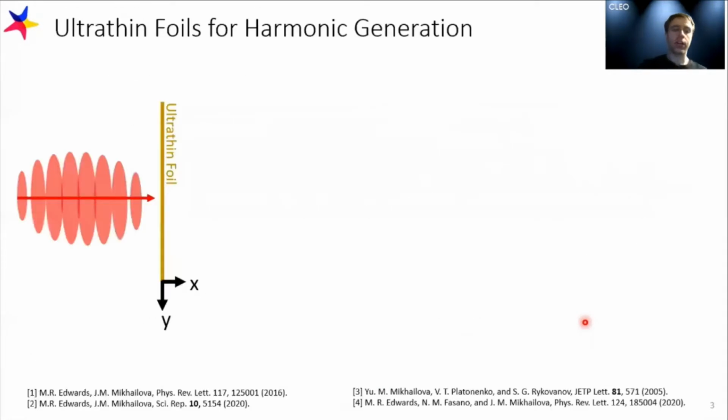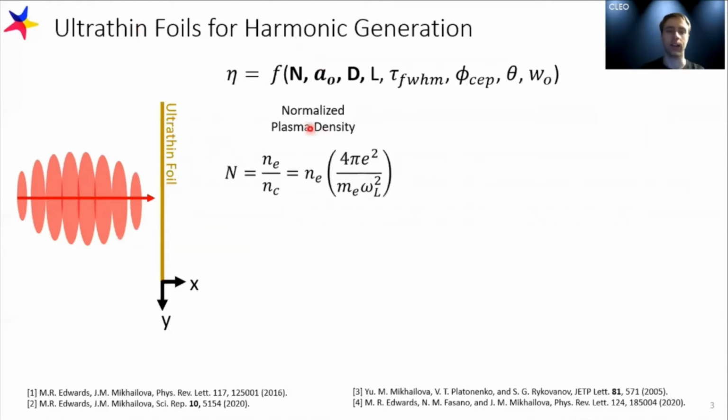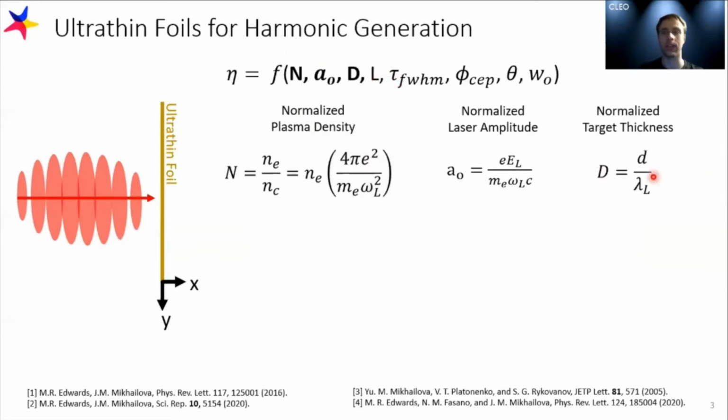So in general, the efficiency of harmonic generation is dependent on several parameters, such as the plasma density, N, which is the electron density normalized to the plasma critical density, the laser amplitude, A naught, the target thickness, D, which is normalized to the laser wavelength, as well as the pre-plasma gradient scale length, the pulse duration, the carrier envelope phase for ultra-short pulses, the angle of incidence, as well as the spot size of the laser are also important for the efficiency.